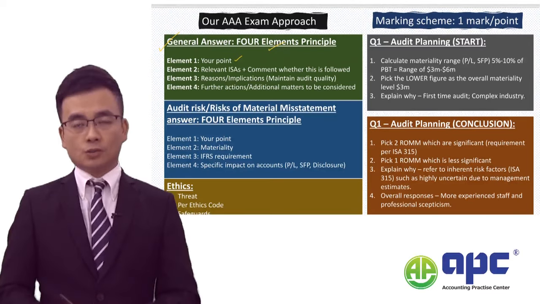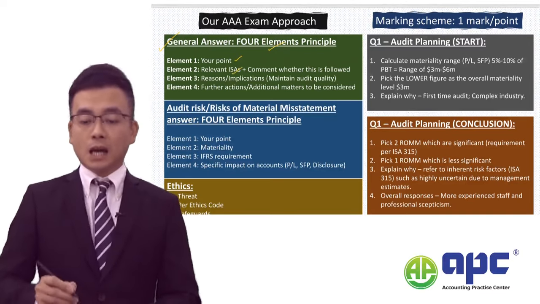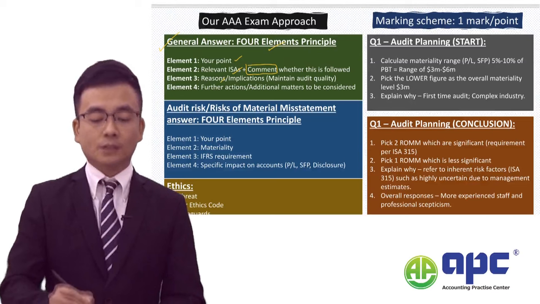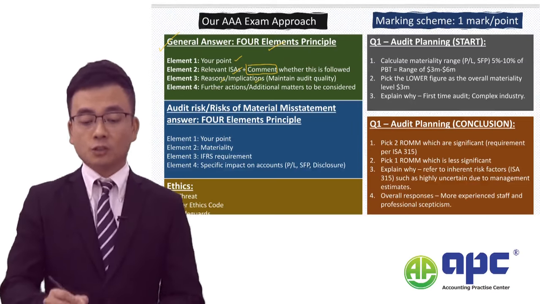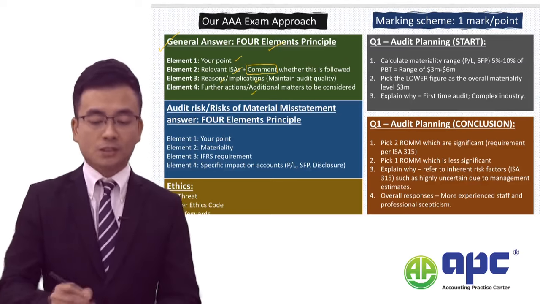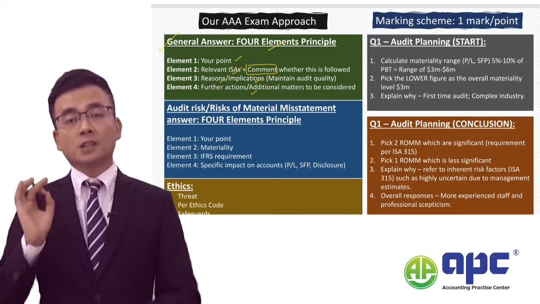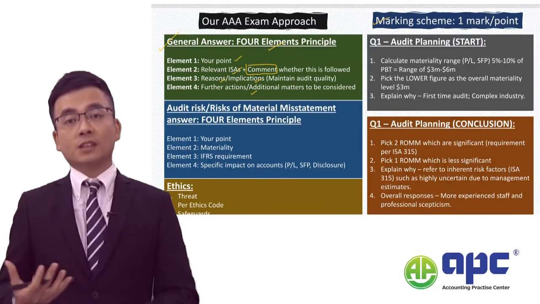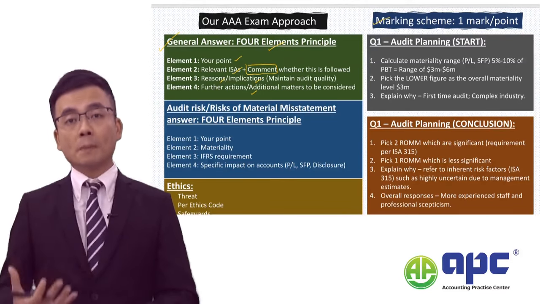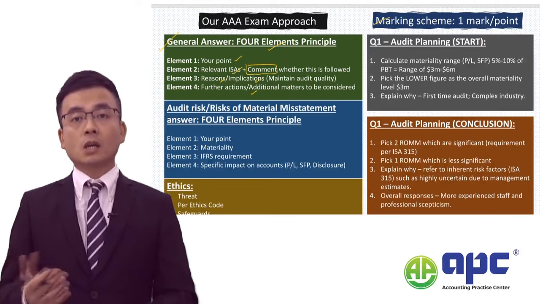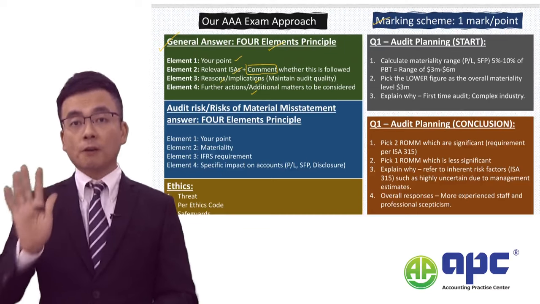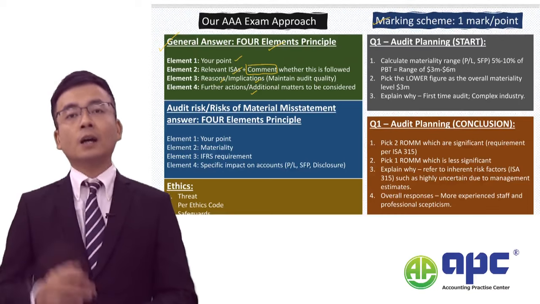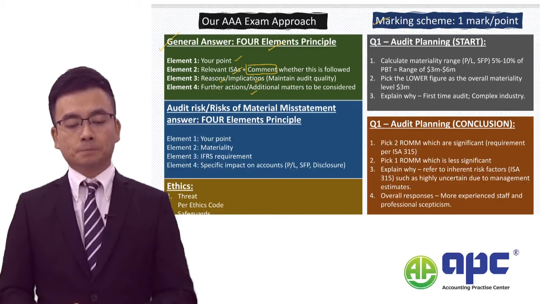Making a point is absolutely not enough. You need to quote the relevant ISA, and to make your own comment on whether the ISA has been followed. You will then need to demonstrate your understanding of why we need to follow this ISA and the implications of not doing that, and additional matters to be considered as the final element. As you can see in the marking scheme, there will always be one mark per sentence. So make sure that you write enough sentences, but not with too many points. So for example, if you are given 10 marks, just give me perhaps 4 to 5 ideas, but for each idea, write enough sentences, at least 2 sentences in there, so you can score very high marks in the AAA.